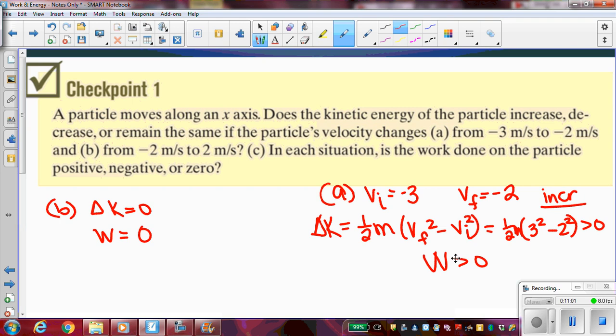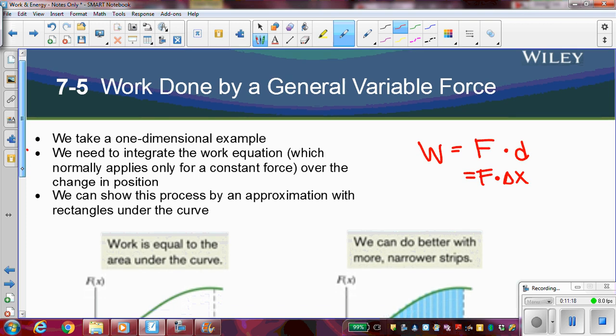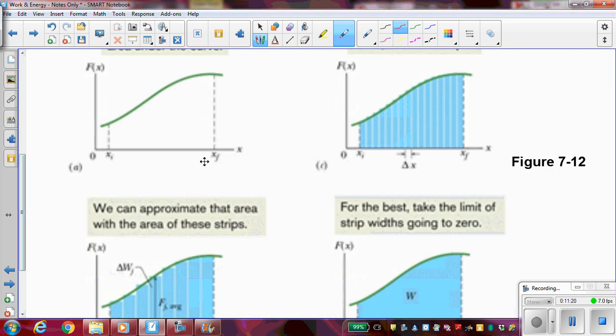Okay, let's look at one more thing, calculus. All right, so again, let's define work as force times displacement. I'm going to write this, and this is the dot product, which means it has to be parallel. So if we look at a graph, let's say it's a variable force, like this. I know this graph is horrible, okay? But this is a force versus displacement graph.